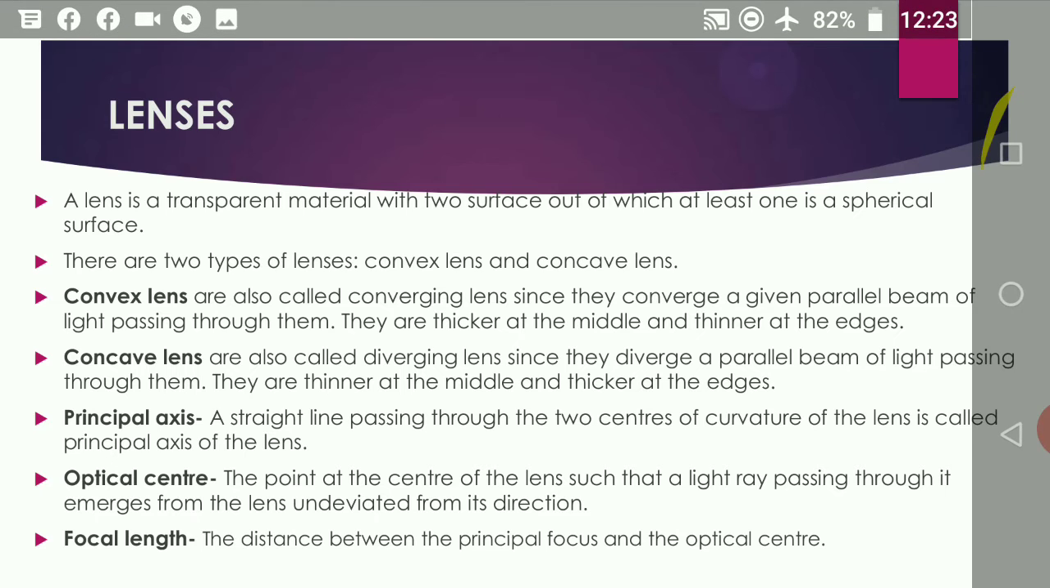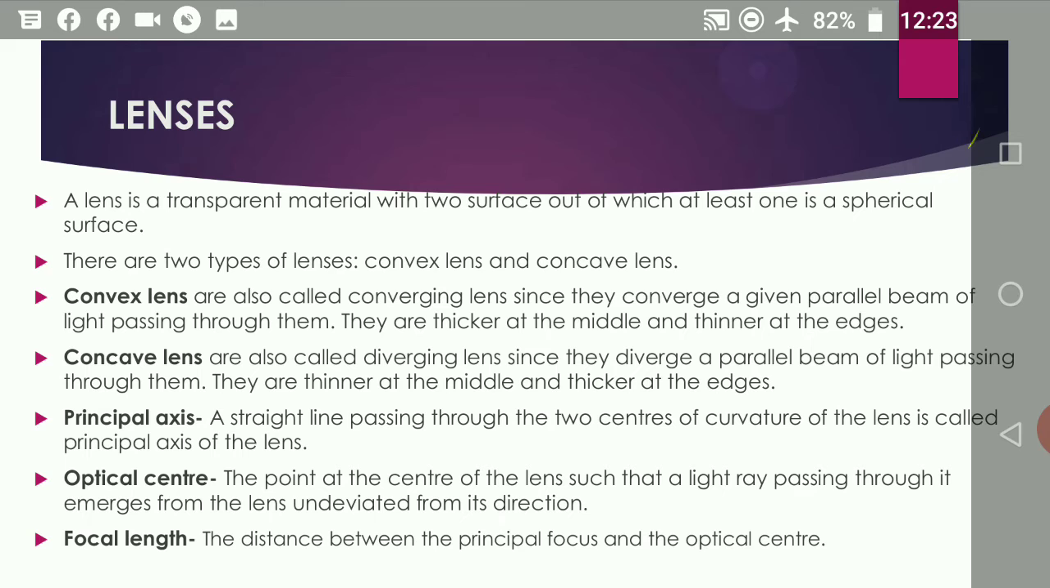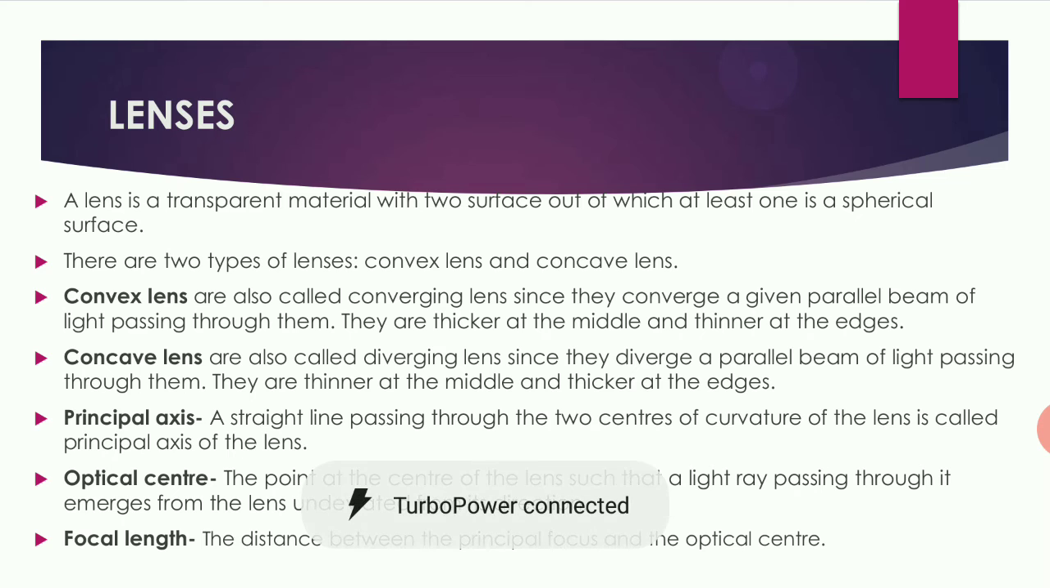Next, moving on to lenses. A lens is a transparent material with two surfaces, out of which at least one is a spherical surface.